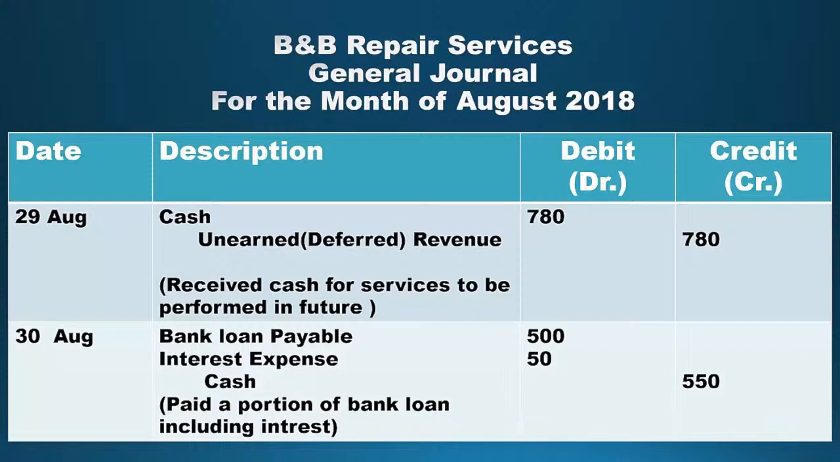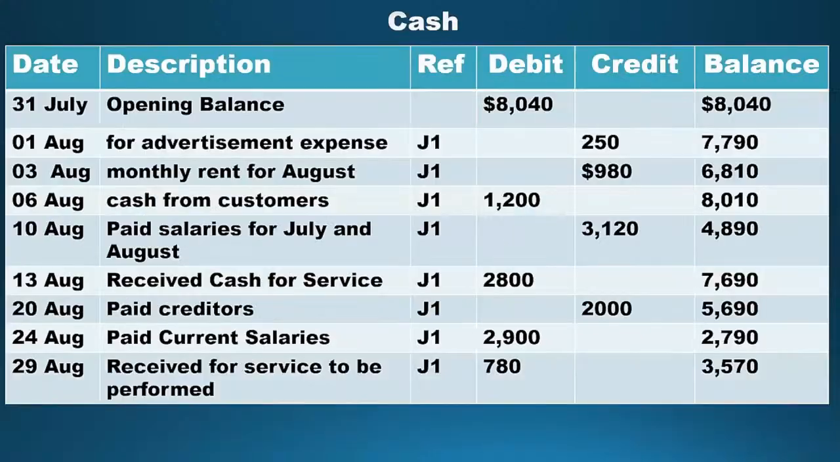However, this payment is for services that will be performed in the future. Since the work hasn't been done yet, we record this amount as unearned revenue. The journal entry for this transaction was debit cash $780, credit unearned revenue $780. This means we'll need to post to the cash ledger and the unearned revenue ledger.